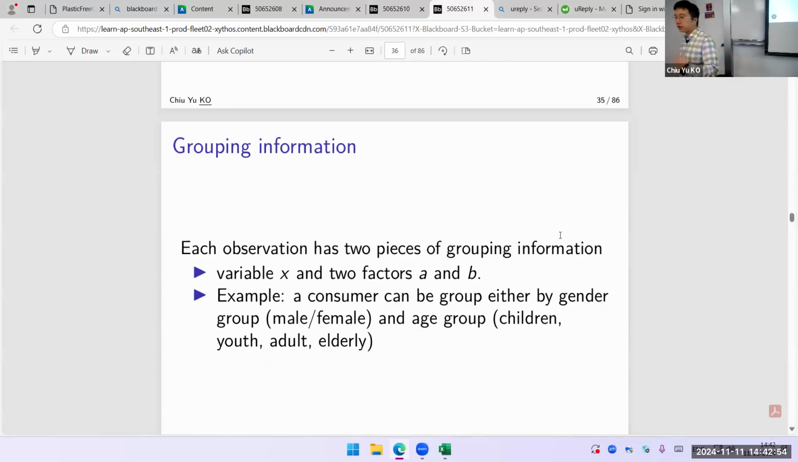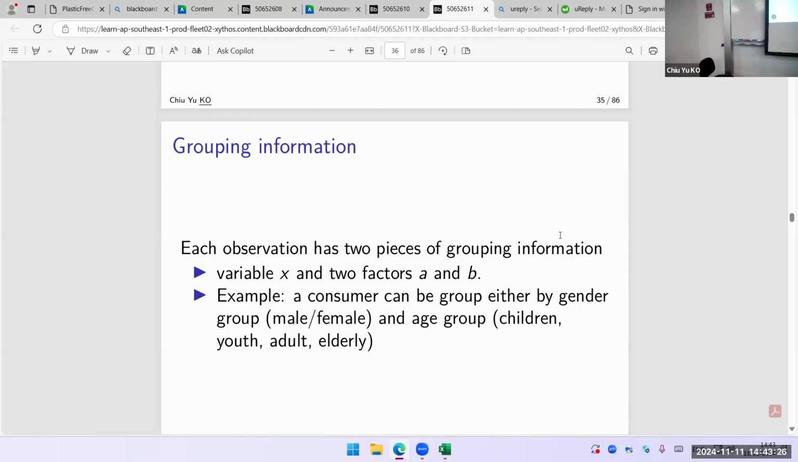Each observation is characterized by more than one grouping information. For example, in the US, you can be female or male, and of course there are more genders as well, but you also have an age group. Or you can be Republican, Democrat, or independent, or even more groupings. Or you can be one of the 51 states, depending on the state you live in. These are a lot of information.